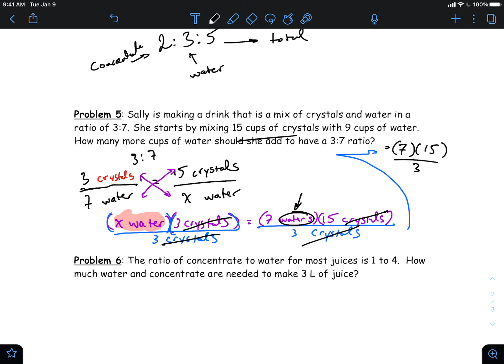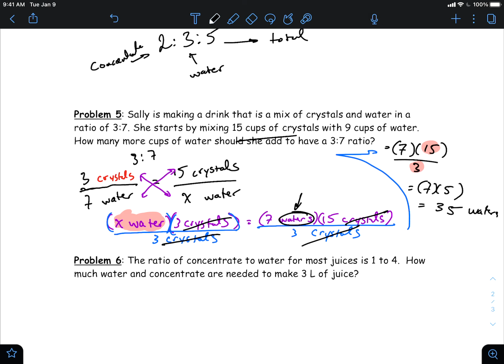Oh, do we have a little trick here? What is 15 divided by 3? 5. So it's 7 times 5. I think we all know what 7 times 5 is. What do we get? Did I hear 75? 35. Okay. Thought I heard 75. Is that how much water we actually need for this? Are we almost done? Almost done, but not quite.